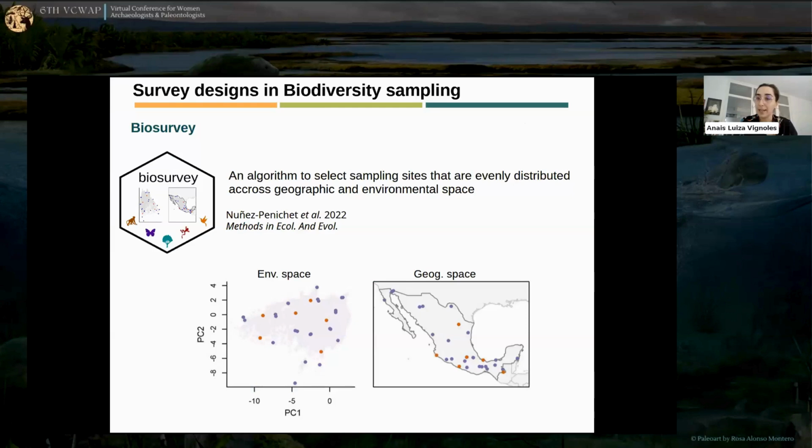So basically, our idea was to use an algorithm that is used a lot by ecologists to select sampling sites that are evenly distributed across geographic and environmental space. This way, we can try to have the broadest view possible of all of the environments where the species could have been found, and see whether it has been found there or not.